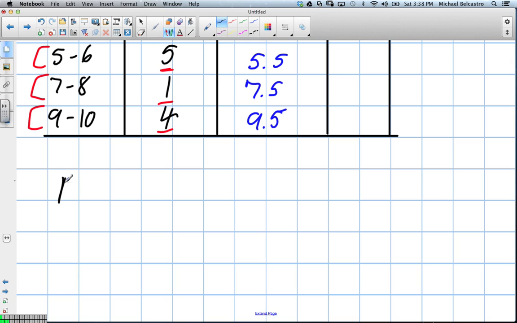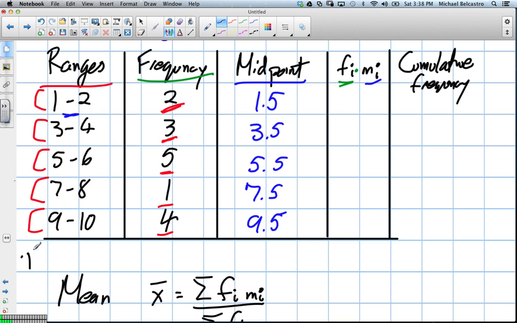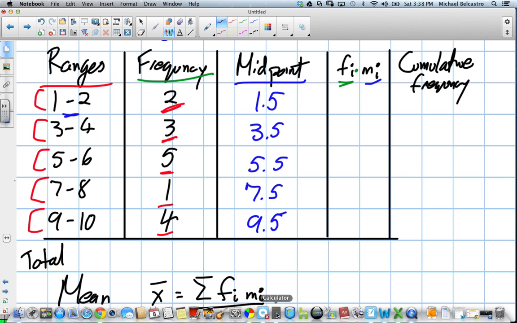The formula for the mean of group data, sometimes known as x bar, is the sum of the frequency times the midpoints divided by the sum of the frequency. Okay? And what we're going to do at the end is get a total as we go through this. So we'll quickly bring up these values.